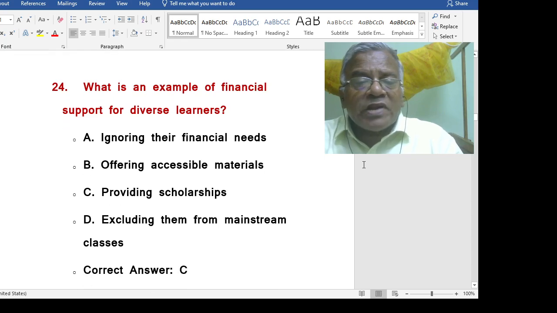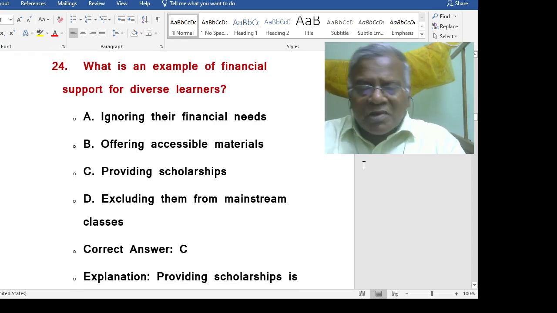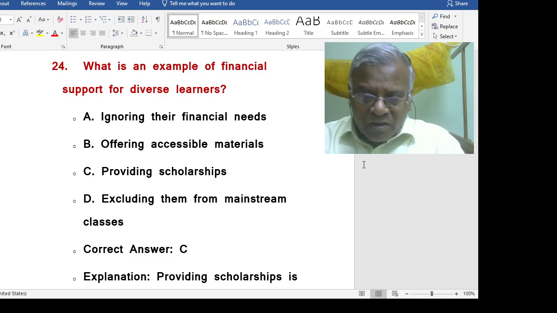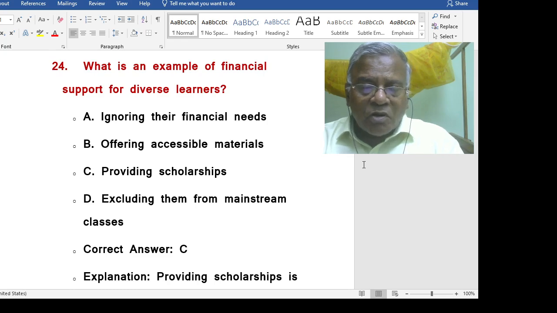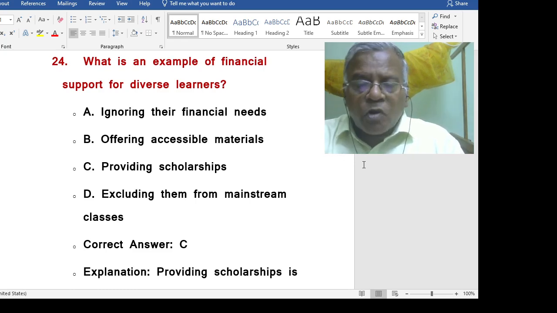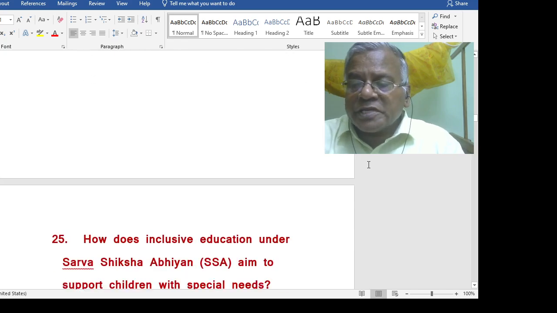What is an example of financial support for diverse learners? That is providing scholarships, a very important one, because there are so many poor children. Mostly such people will be coming from poor backgrounds, and they are very dull and then depressed sometimes, it is possible. Because of poverty, they are not having the quality education. That is the idea here. Providing scholarship is an example of financial support for diverse learners in inclusive education.